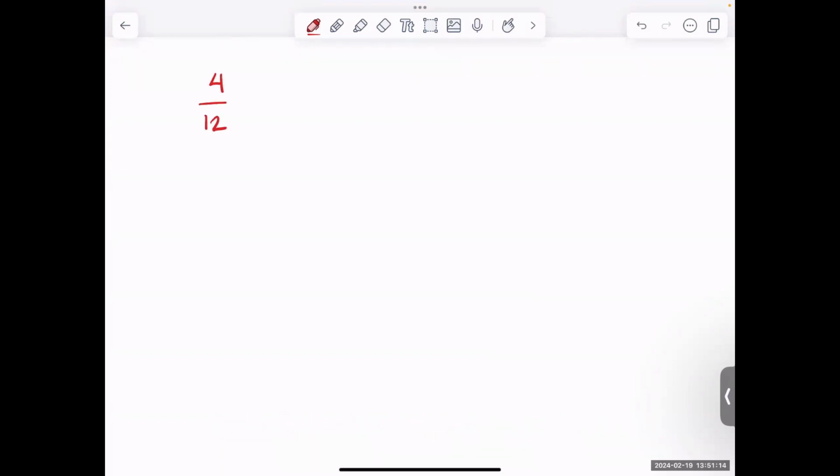I can reduce that fraction by canceling. And when I cancel, I'm actually dividing both the numerator and the denominator by the number I'm canceling. So this is 1/3 because I can divide 4 by 4 and get 1, and I can divide 12 by 4 and get 3. So the equivalent fraction to 4/12 is 1/3.